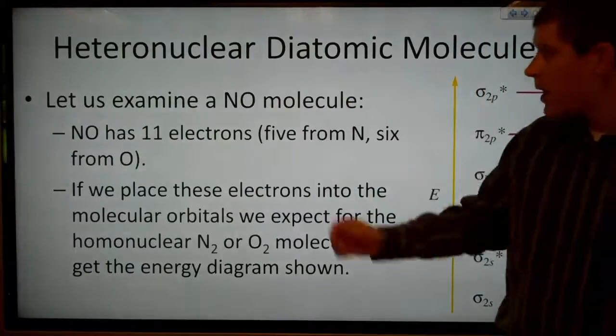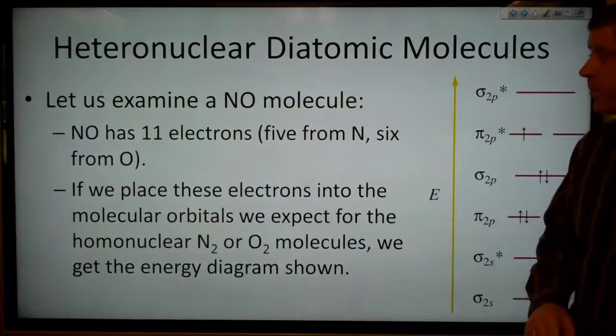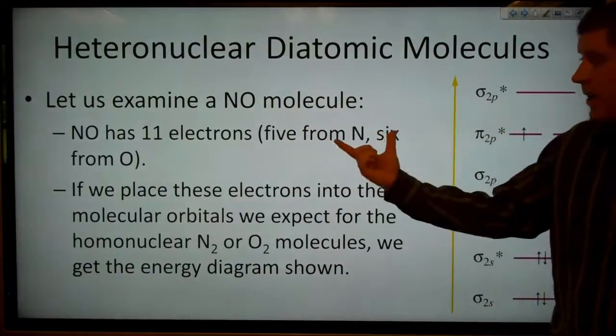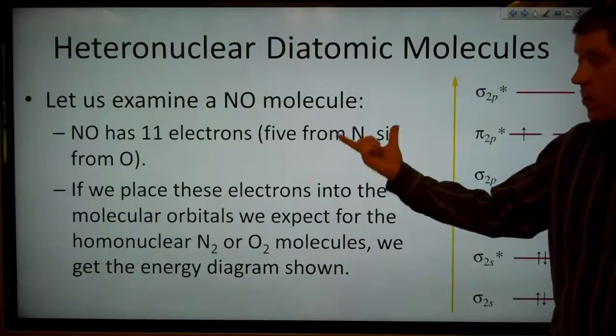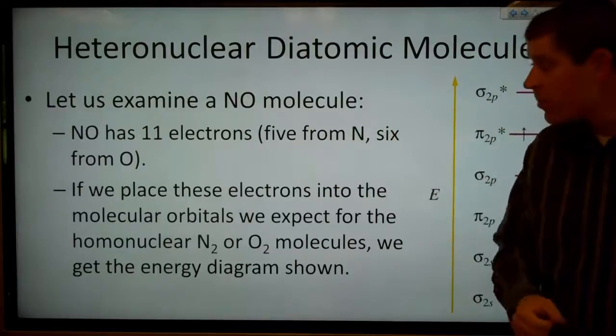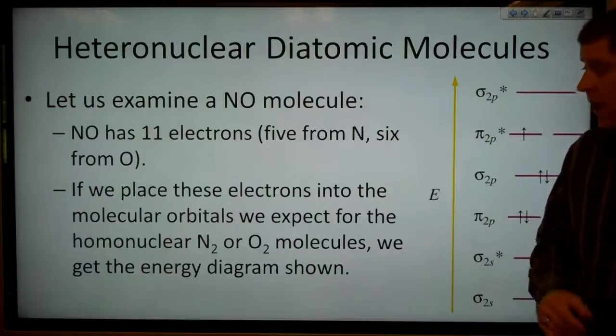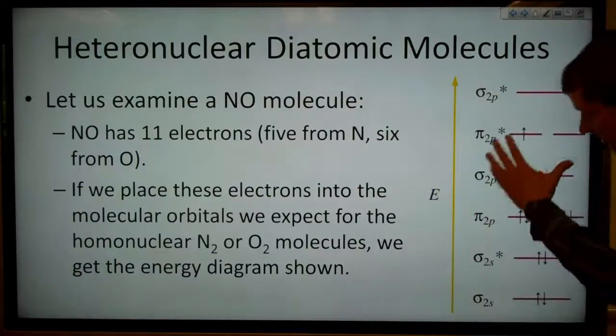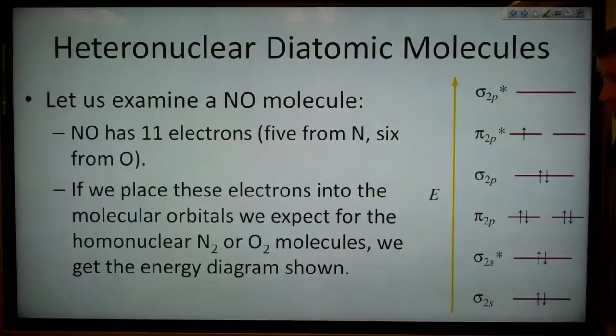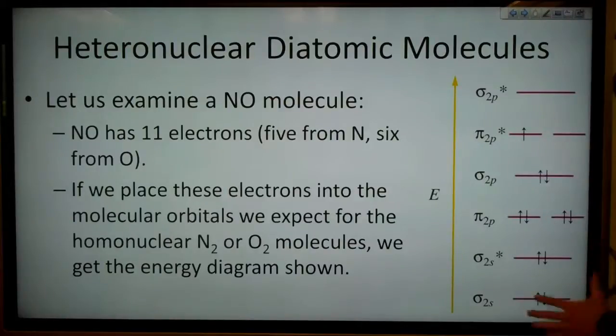So let's look at an NO molecule. This has 11 electrons. Note that now we have an odd number of electrons: 5 valence electrons from nitrogen and 6 from oxygen. If we place these electrons into the molecular orbitals that we expect for the homonuclear nitrogen or oxygen molecules, we get the energy diagram that we see over here.